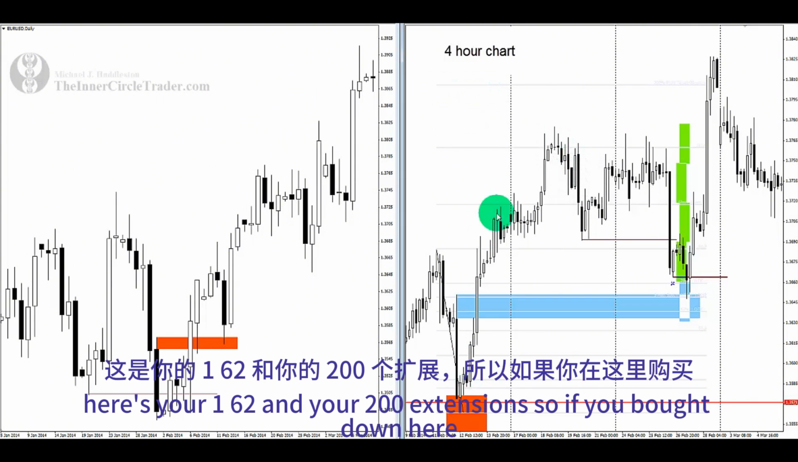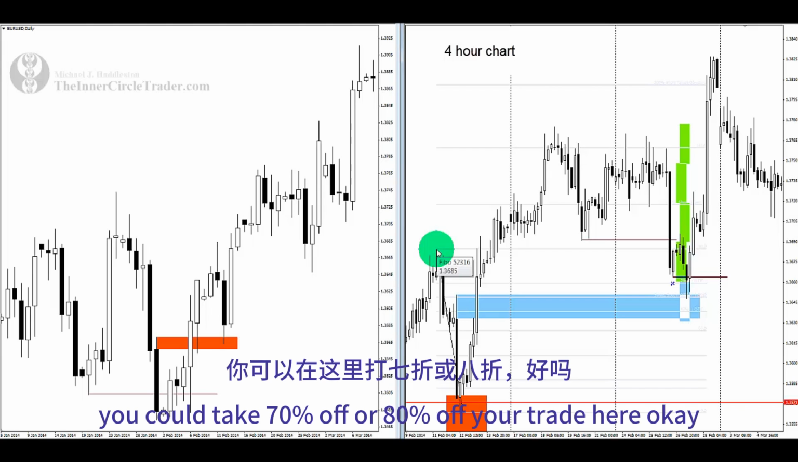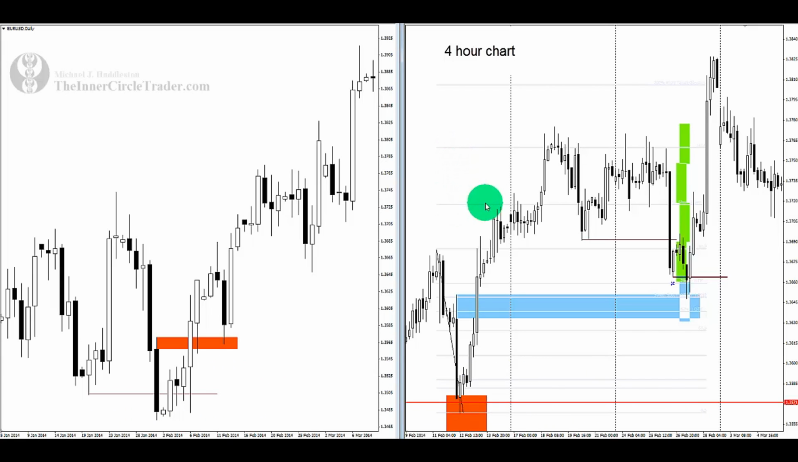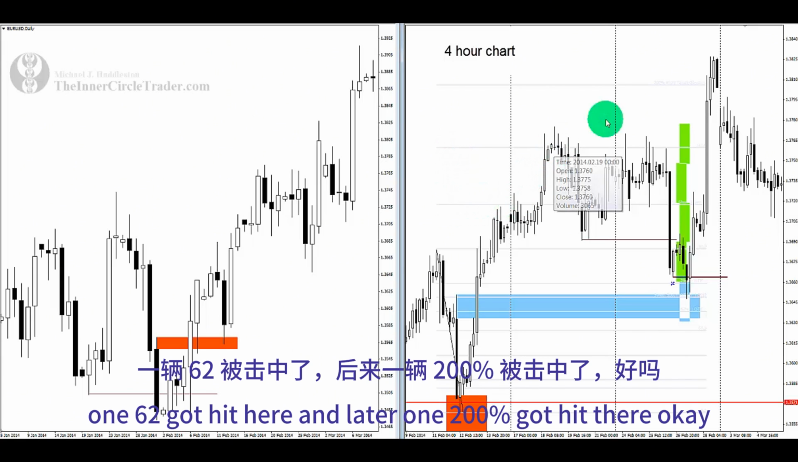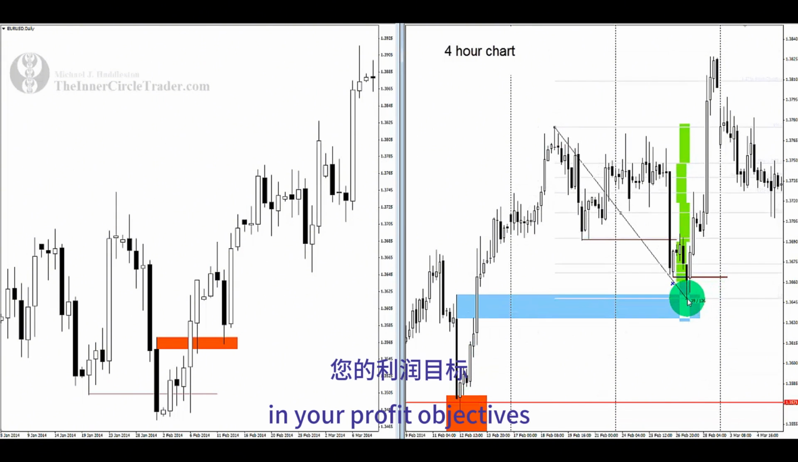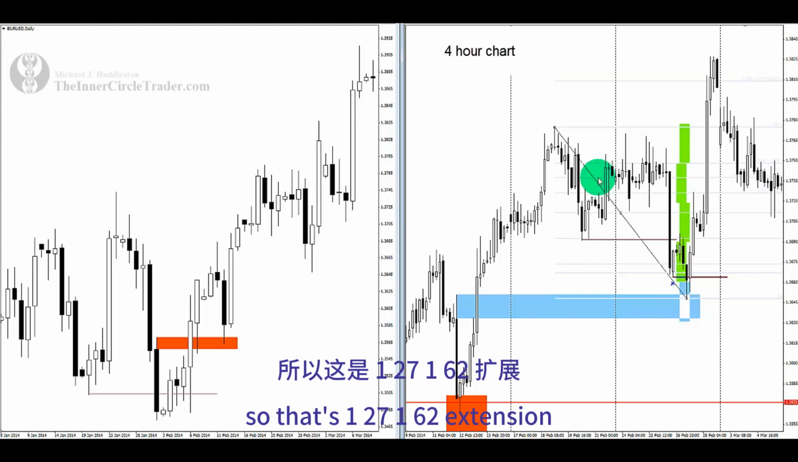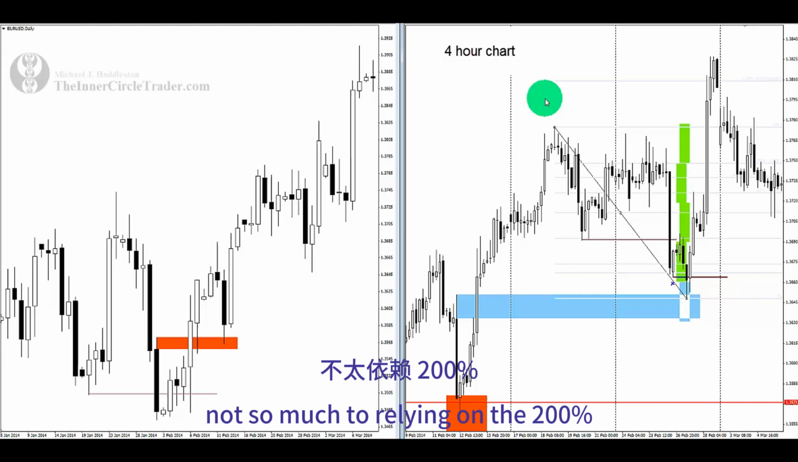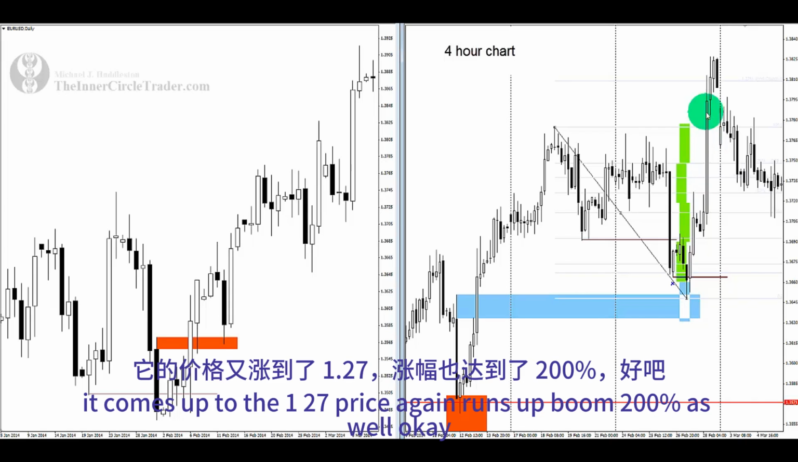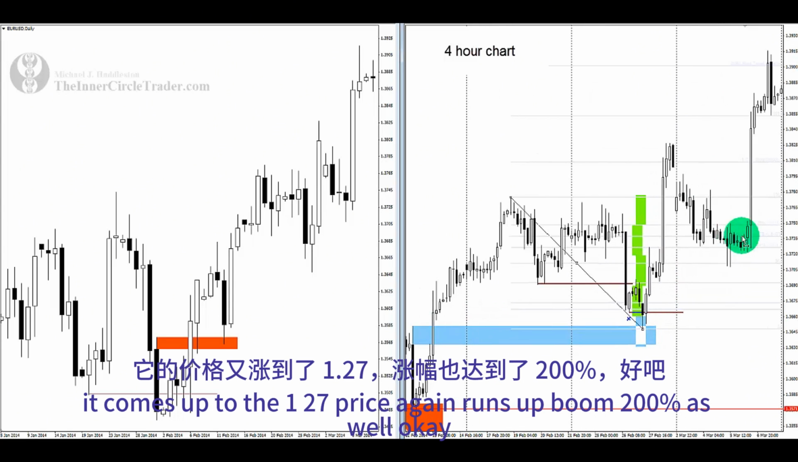So if you bought down here, you could take 70% off or 80% off your trade here, and let the remaining portion run up to 200 or 162 or 127. You can see the 127 got hit here, 162 got hit here, and later on 200% got hit there. On the secondary position, now this is later in the move, so you want to be a little bit less aggressive in your profit objectives. So that's 127, 162 extension, not relying so much on the 200% on this one. From this high broken here, it comes up to the 127. Price again runs up, boom, 200% as well.